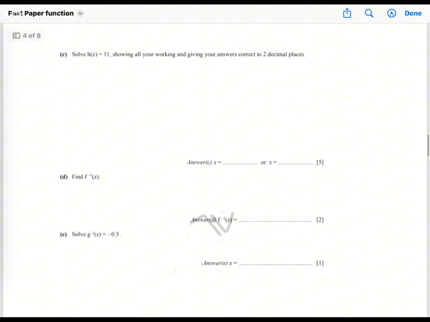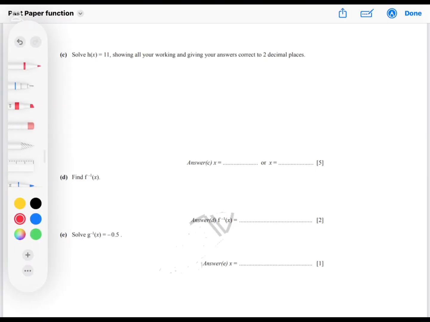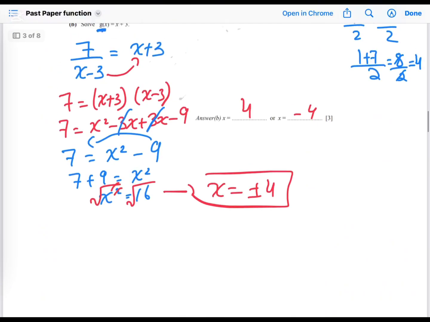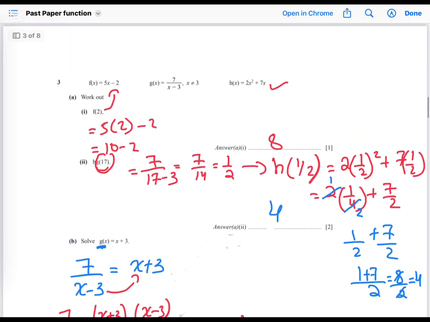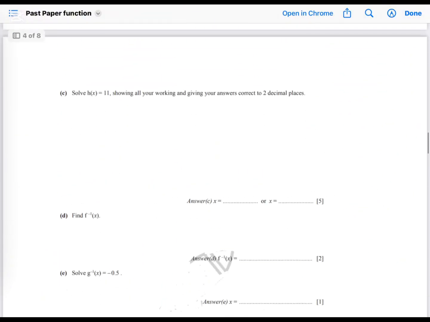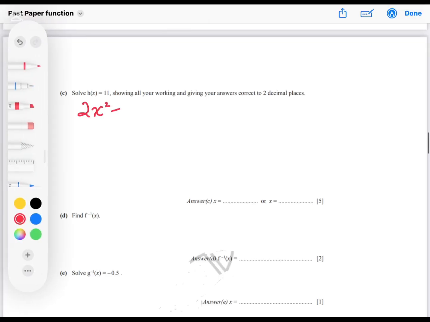Now we have some more parts. So now part number C. Part number C, h(x) equal to 11. Show all your working. Give your answer correct to 2 decimal places. So now the h(x) function is 2x square plus 7x. So 2x square plus 7x will be equal to 11, because h(x) is equal to 11. Okay. Now 2x square plus 7x minus 11 equal to 0.